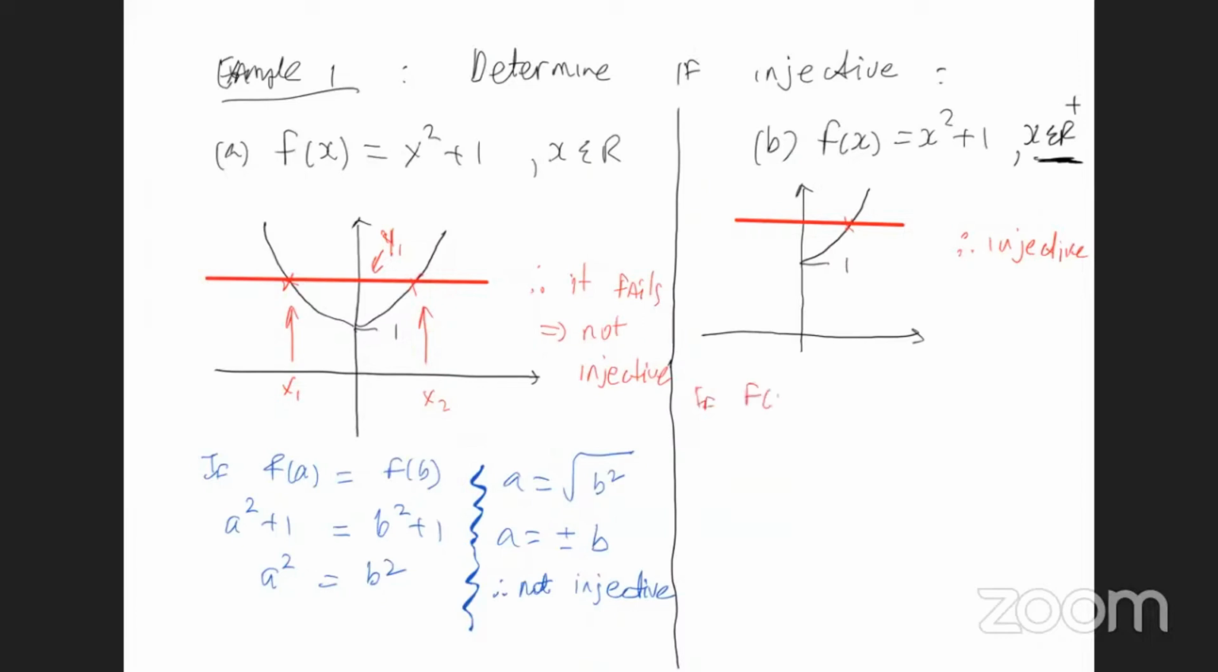If f of a is equal to f of b, then you will get a squared plus 1 is b squared plus 1. A squared is b squared. A is plus and minus b. But remember, negative b is not in the range. So therefore, a is equal to b and f of x is injective.